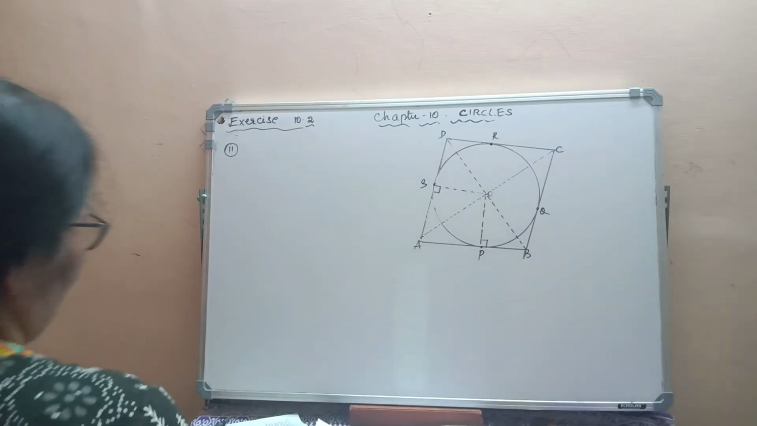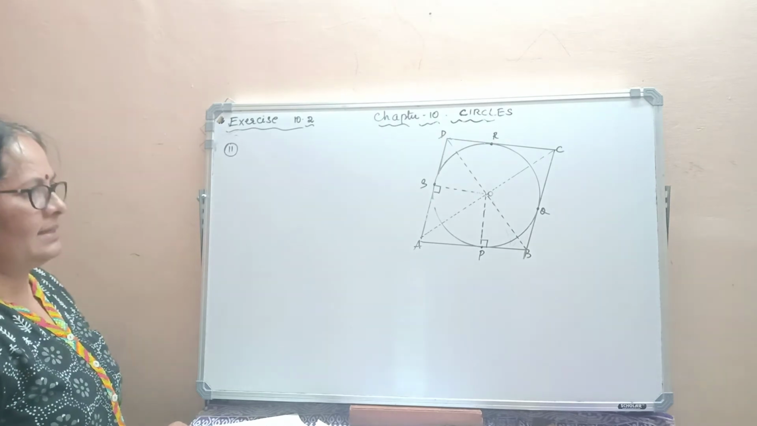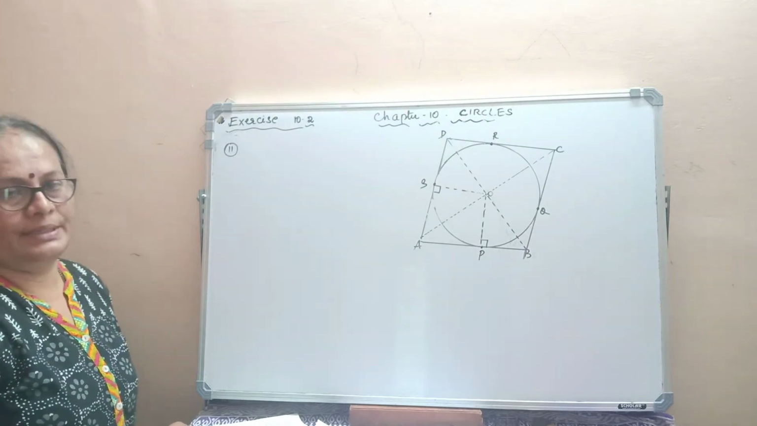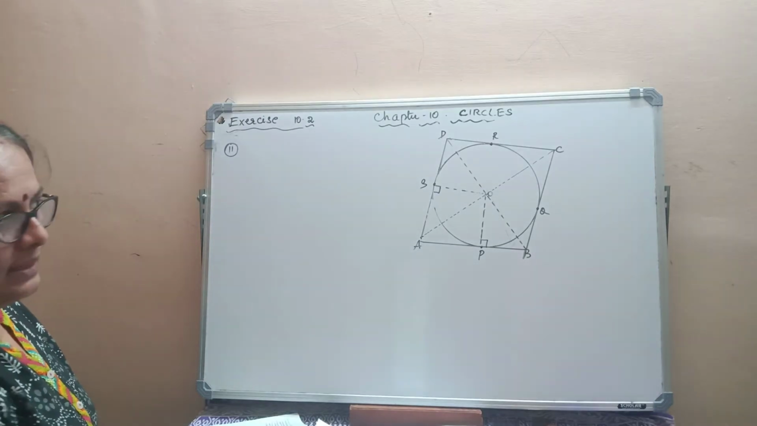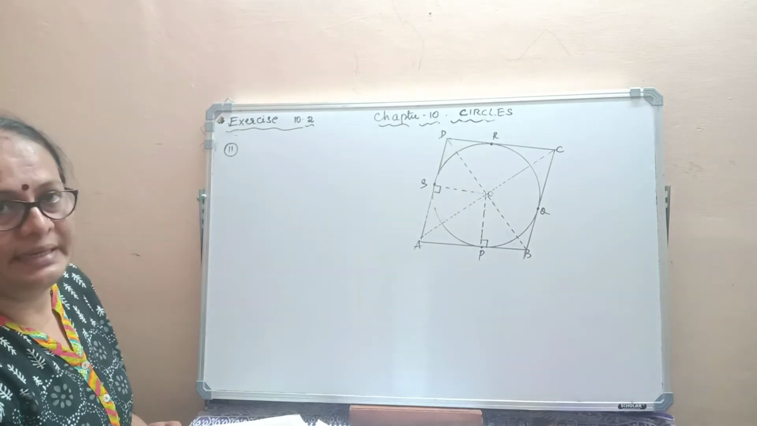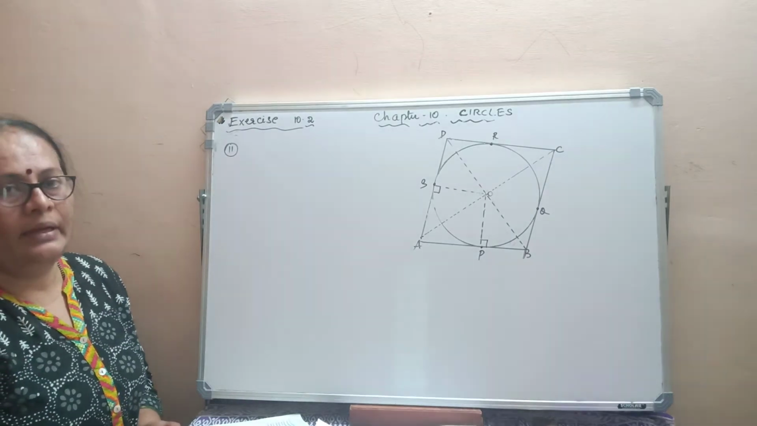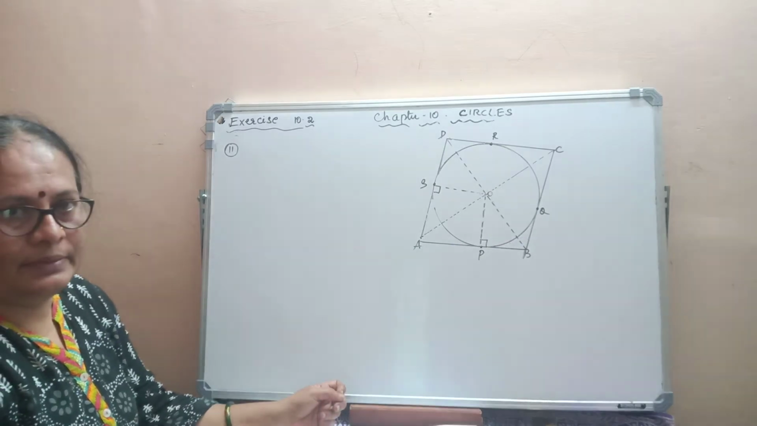Next, question number 11. Prove that parallelogram circumscribing a circle is a rhombus. You need to prove that ABCD is not just a parallelogram, it is a rhombus. How we can prove this one?